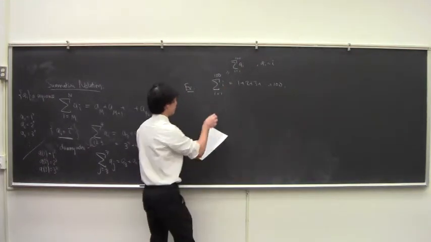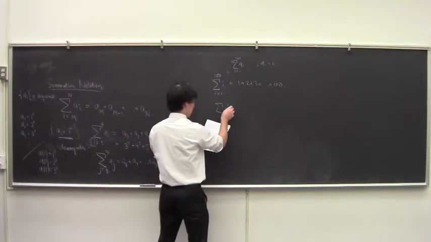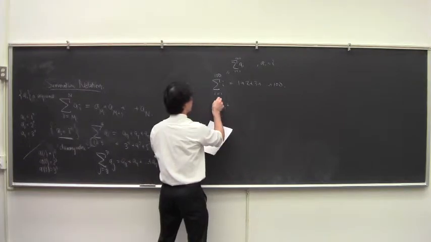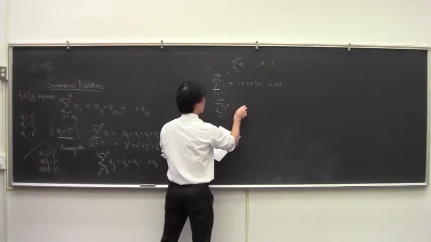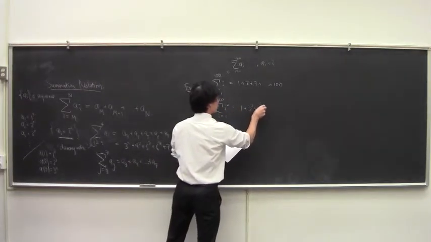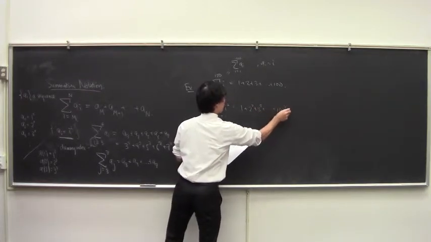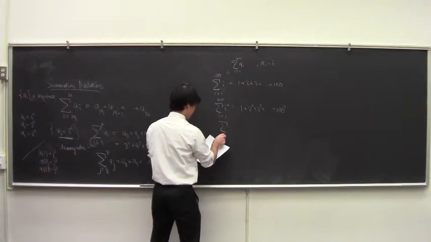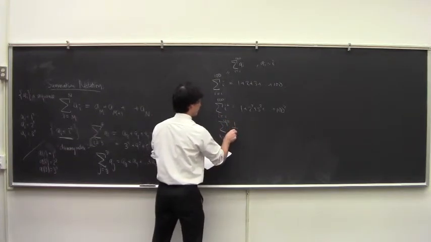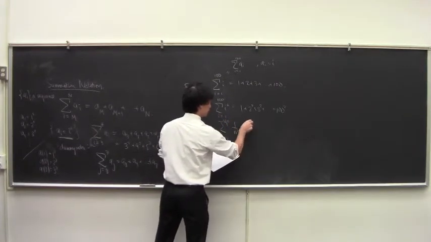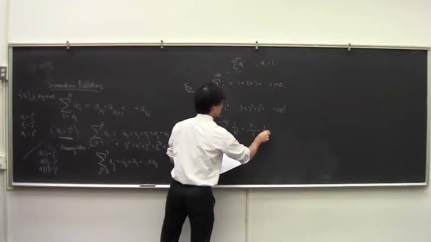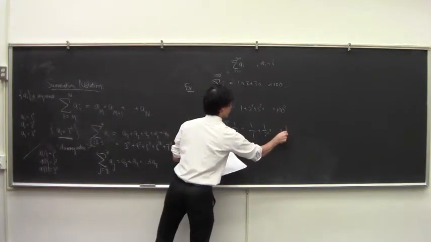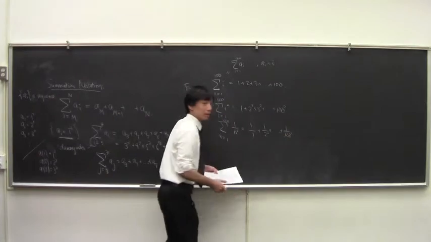Okay. If I write summation I squared, then that would be the sum of the squares. If I write summation n equals 1 to 100 of 1 over n squared, then it's going to be 1 over 1, plus 1 over 2 squared, plus up to 1 over 100 squared, etc., etc.